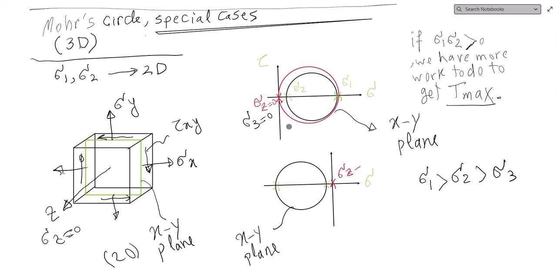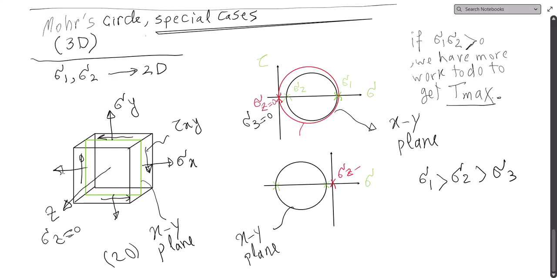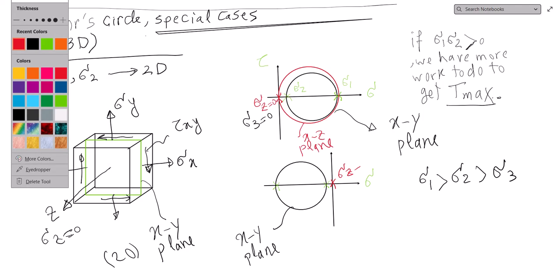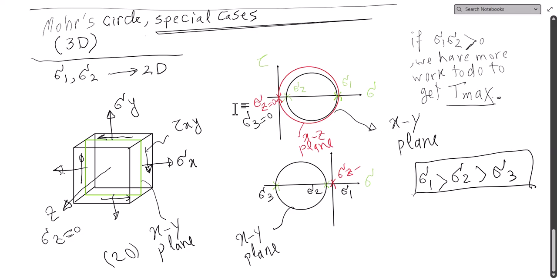So this red one is actually the xz plane. Now, if you want to follow this convention, then this will be sigma 1, actually, because it is 0. This will be sigma 2, and this will be sigma 3, because usually this is a convention, not a must-have, but everybody kind of follows it.